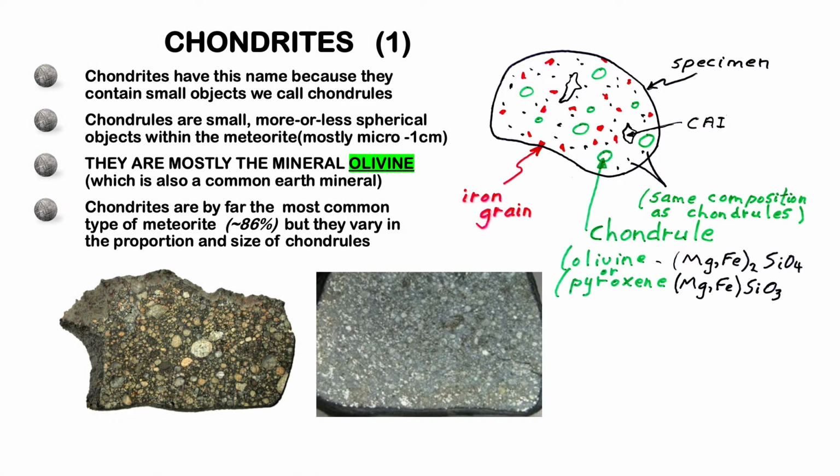They are mostly made of a mineral we call olivine, which is a chemical compound made of magnesium, iron, silicon, and oxygen. Though they can be made of other things. Some are also made of pyroxene, a chemical mixture very similar to olivine, but not quite the same. And then there are a couple of other minerals that occasionally show up in chondrules. Well, olivine is an important earth mineral as well. We'll take a closer look at it in the next slide.